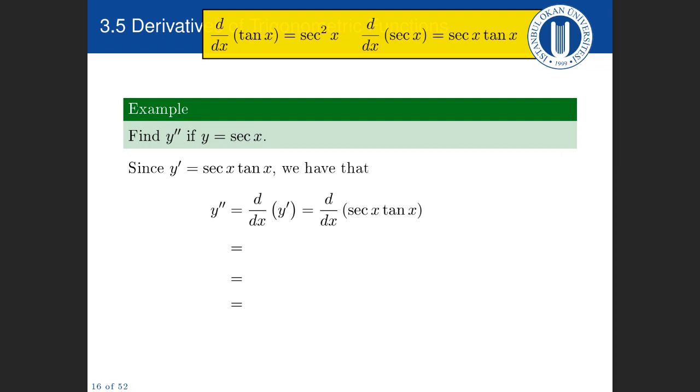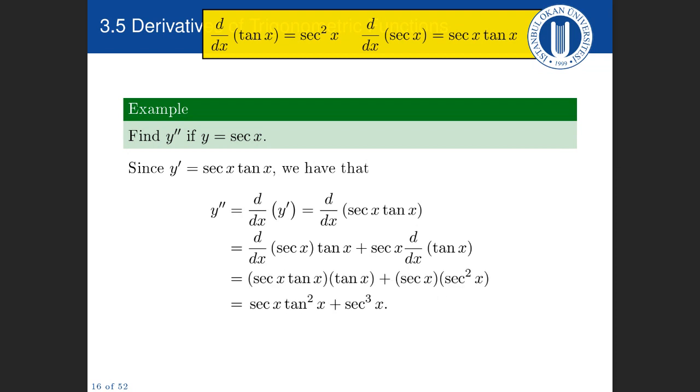And then we're going to differentiate this a second time. Because we have a function multiplied by a function, we're going to be using the product rule. Derivative of sec x multiplied by tan x plus sec x multiplied by the derivative of tan x. Again, look to the yellow box. We have the formula that we need there. That's sec x tan x multiplied by tan x plus sec x multiplied by sec squared x, which simplifies to sec x tan squared x plus sec cubed x.